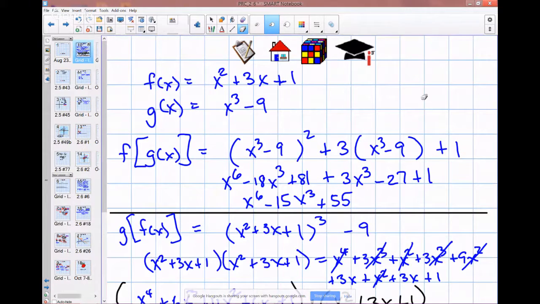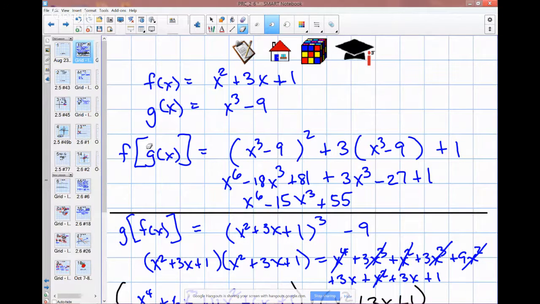Okay, so now I just took two functions that are a little bit more complicated up there on the top. This time, function f is x squared plus 3x plus 1, and I'm calling function g x cubed minus 9. What I do is f of g of x, and then I want to do g of f of x. Messier, as you can see.